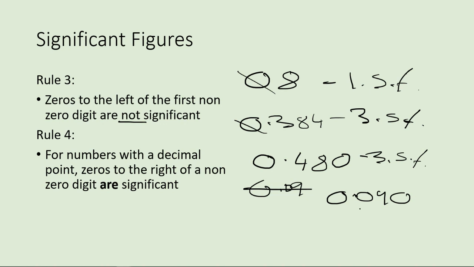Okay, a little bit more confusing, quite a lot going on here. This number here is not going to be significant. It's to the left of the first non-zero digit. However, this number here is significant, so we're going to have 2 significant figures. So zeros to the right of a non-zero digit are significant. Zeros to the left of the first non-zero digit are not significant.